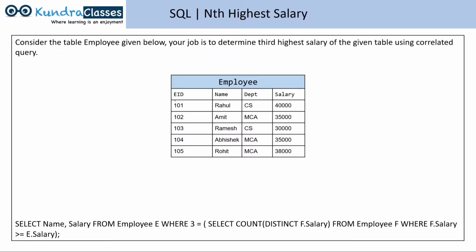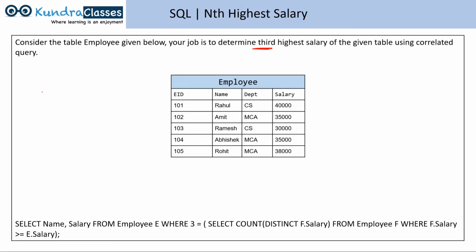Okay, see, consider a table employee. You are clearly watching a table. There is a table called employee given below. Your job is to determine the third highest salary. It could be third, fourth, fifth, whatever it is, the highest salary of the given table using a correlated query.